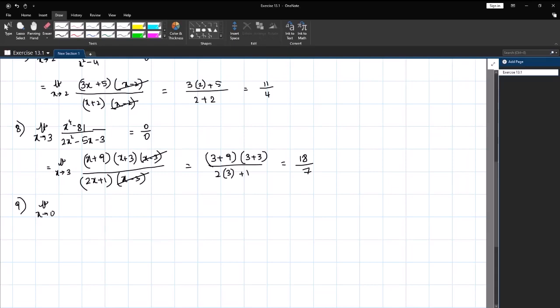So question 9. Limit x tending to 0 of ax plus b divided by cx plus 1. So direct substitution, a into 0 plus b divided by c into 0 plus 1, nothing but b.